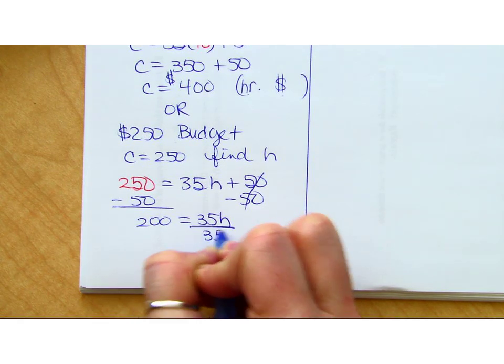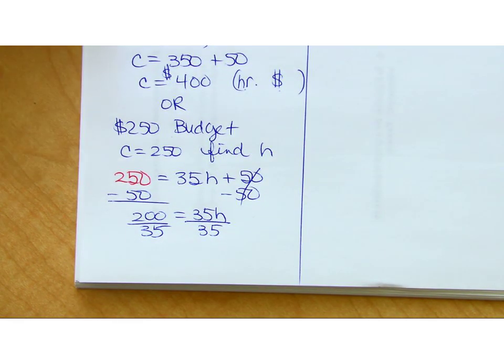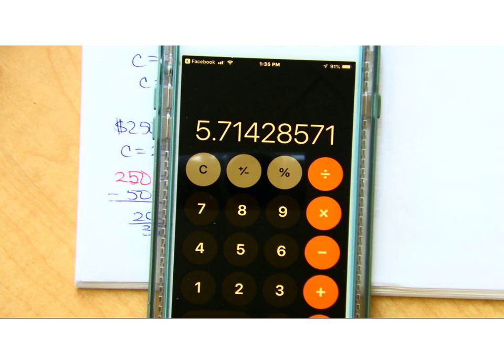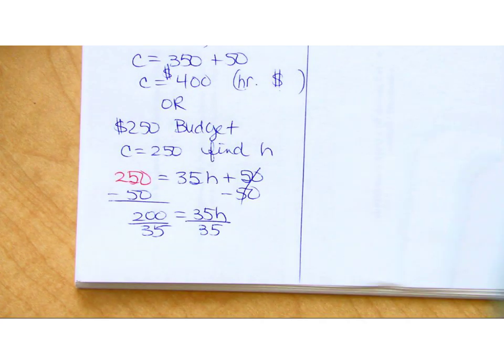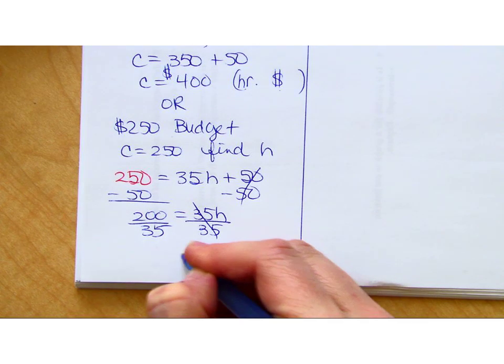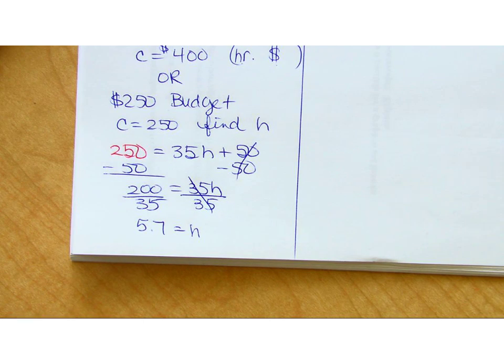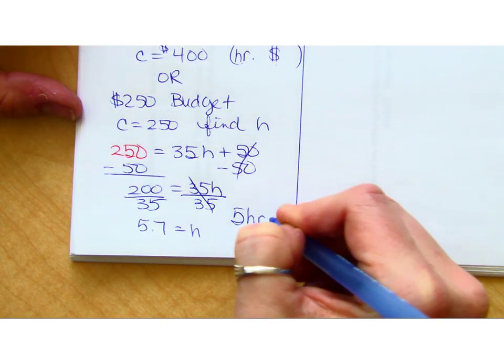Okay. Now we have a little bit of a real world example to go over. If I take my calculator and I divide 200 by 35, I get 5.7 something. But the question is, how many hours can you rent this booth for and stick to your budget? Only 5. You can't rent a studio for 0.7 hours. So the correct answer is 5 hours.